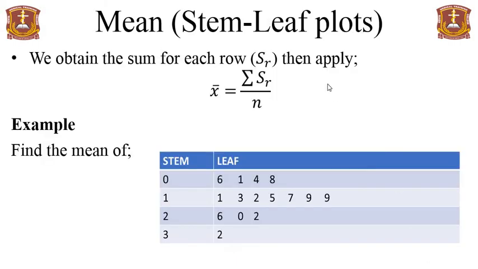Now we can apply this calculation of mean even to stem and leaf plots, which we had discussed earlier as applied in biostatistics. This is obtained by finding the individual sums of the rows, divided by the number of entries. So for example, we have this stem and leaf plot. This one talks about stem, this one talks about leaf.